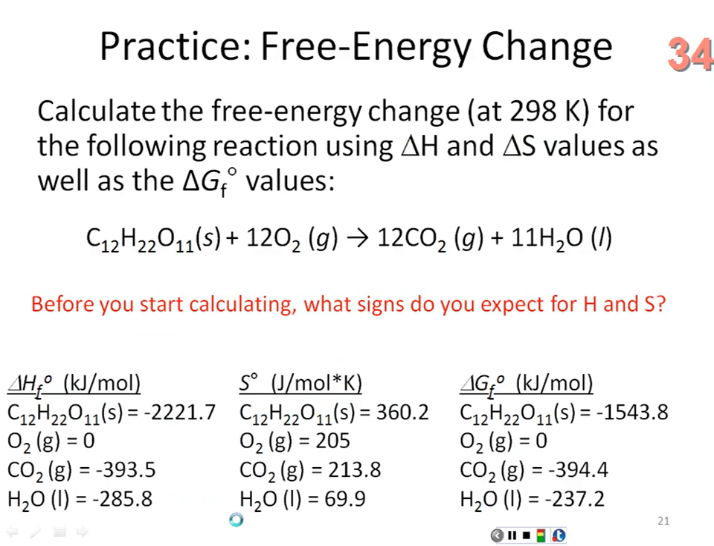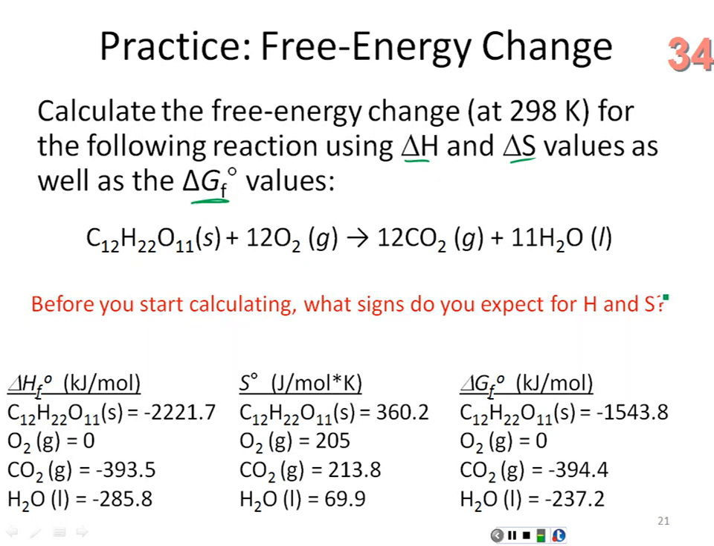Let's try a practice. So calculate the free energy change at room temperature, 298 Kelvin, for the following reaction. First, by using the delta H and delta S values, and second, try it by using the delta G formation values. But before you start, let's think about this. What signs do you expect for H and S?